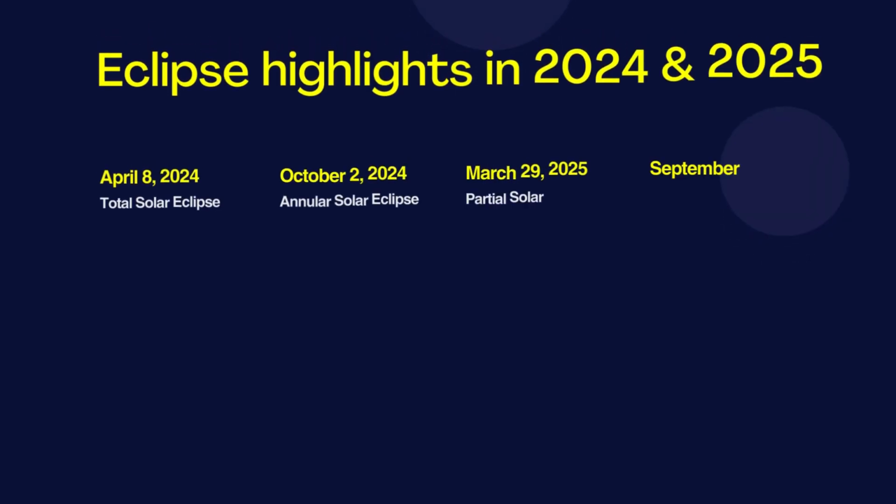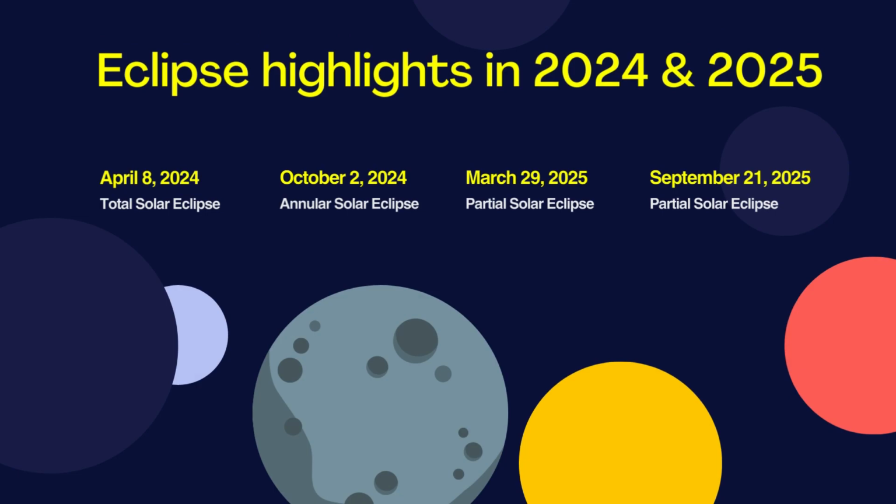Here are the upcoming eclipses. April 8th, it's going to be a total solar eclipse. October 2nd, it's going to be an annular solar eclipse. And in 2025, March and September, there's going to be a partial solar eclipse.